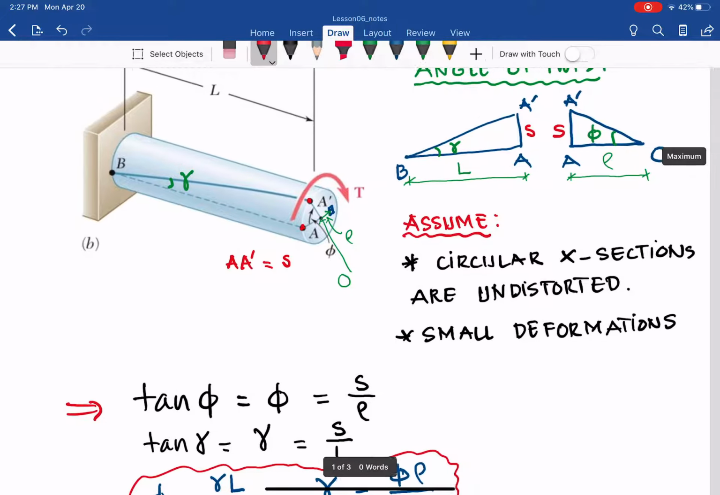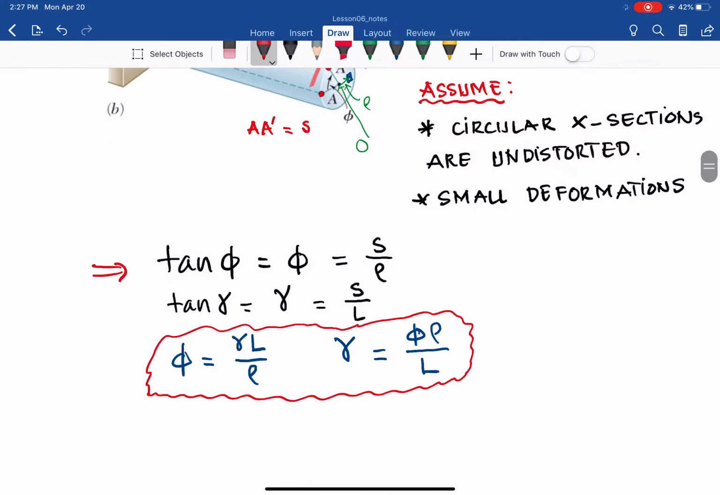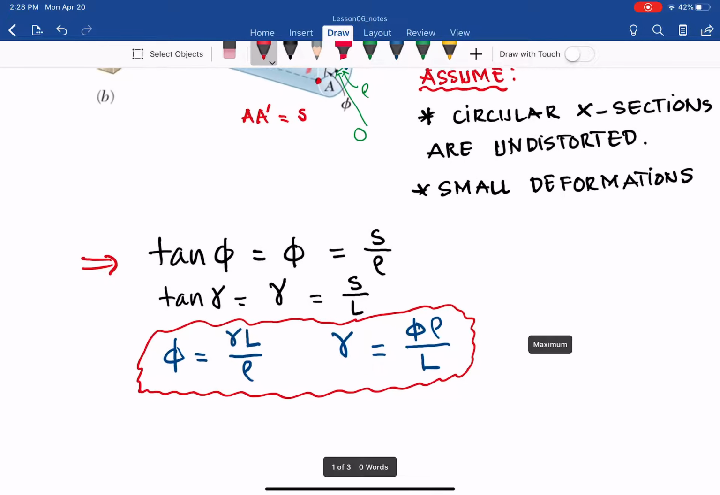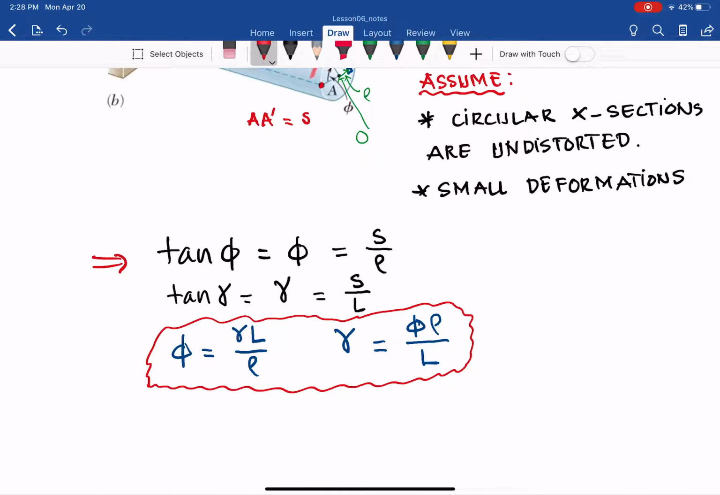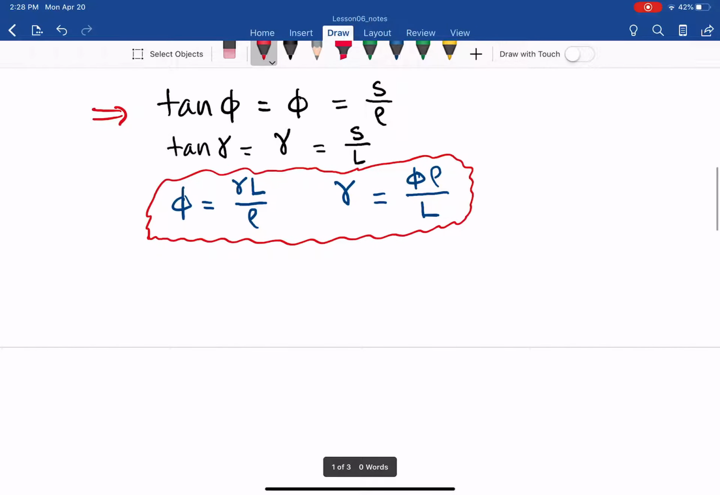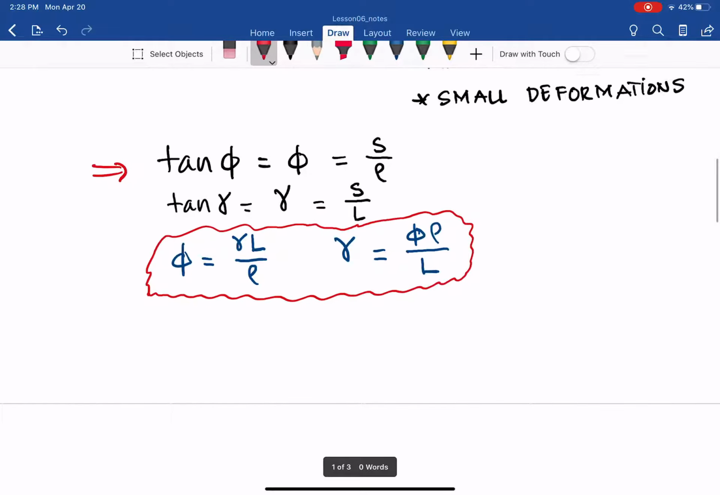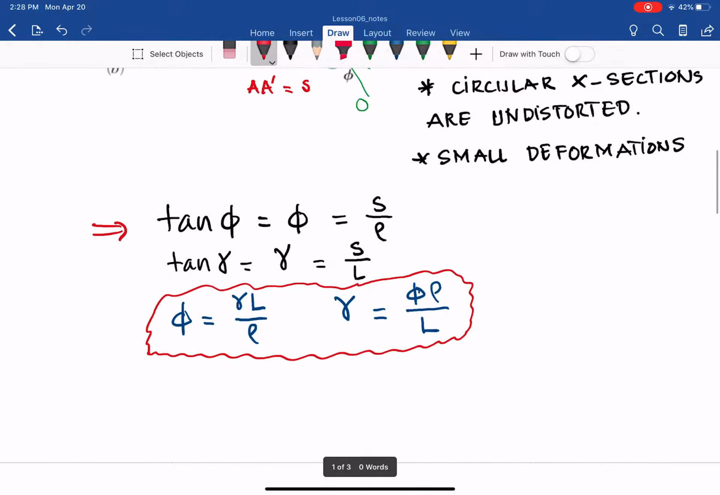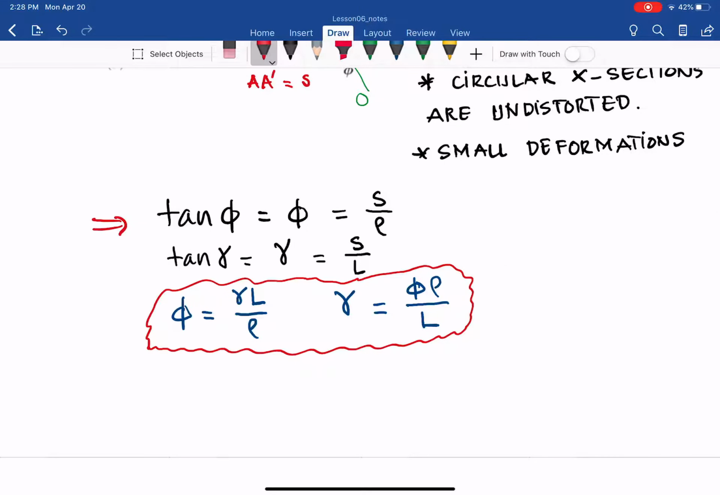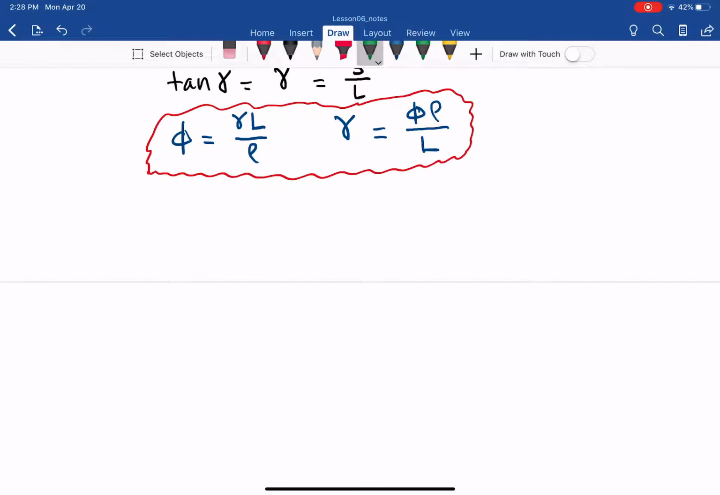We drew the triangles from the figure due to the torsion on the right side, and that gives us γL over ρ equals φ, and at the same time γ equals φρ over L. With that, we can continue to explore the shear strain distribution on the cross section, and also the shear stress distribution on the cross section. Because of the angle of twist, the torsion will create this shear stress, and the shear stress is associated with the shear strain, as you know from lesson 2. So let's continue with the shear strain distribution.